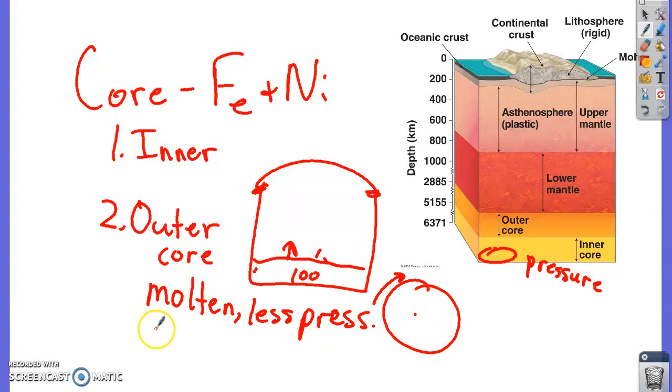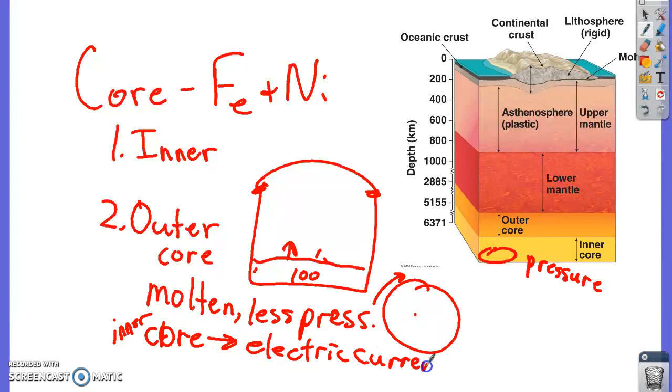We think that the flow around the inner core produces electricity, or electric charges, or current, and that current causes the magnetic field. If you took the physics part, we talked a little bit about how electricity and magnets are related to each other. Currents can create magnetic fields, and magnetic fields can create electricity.